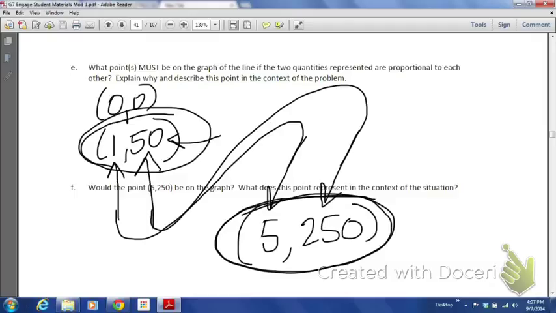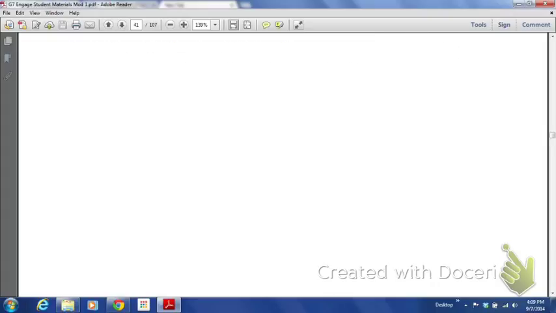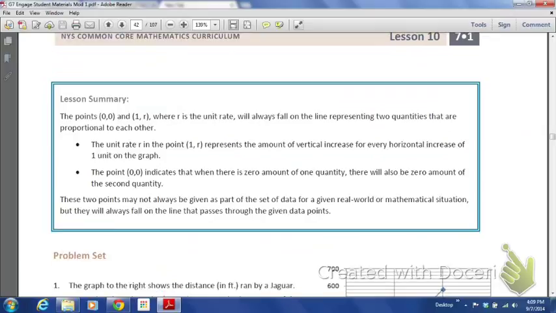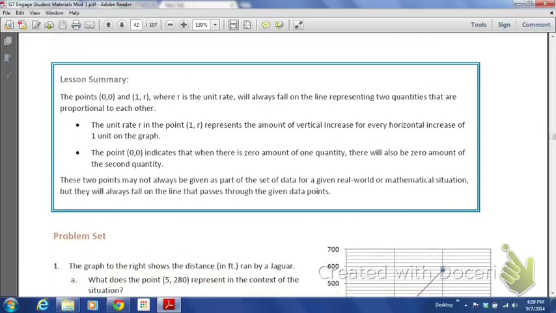Okay, so let's go ahead and summarize our lesson here before you move on to your problem set and exit ticket. So here's our lesson summary. The points 0, 0 and 1, R, where R is the unit rate, and we just talked about that in the last problem, will always fall on the line representing two quantities that are proportional to each other. The unit rate R in the point 1, R represents the amount of vertical increase for every horizontal increase of 1 unit on the graph.